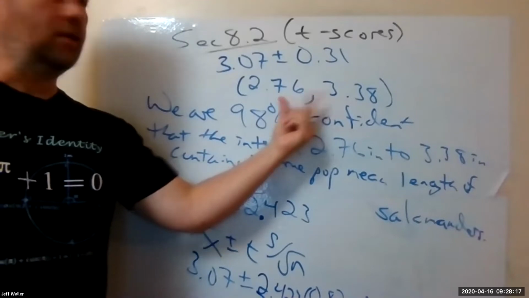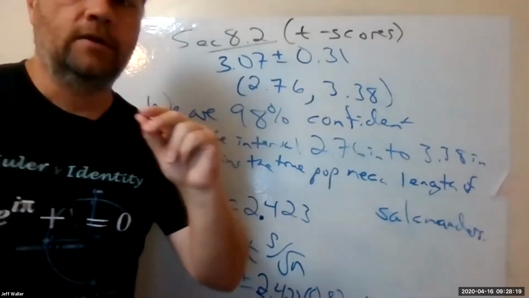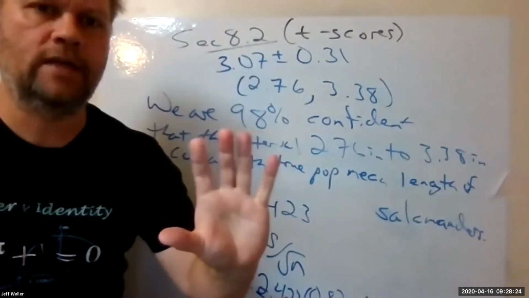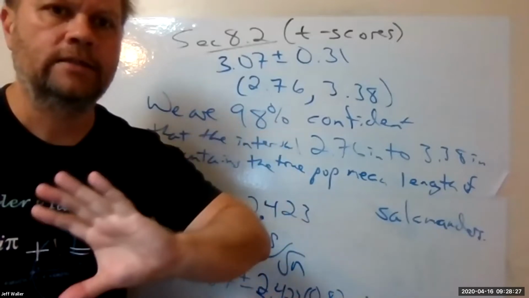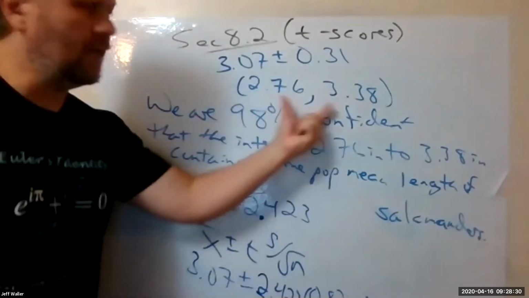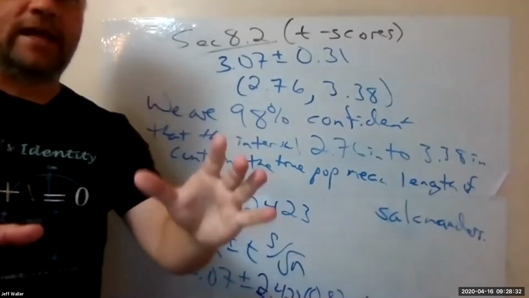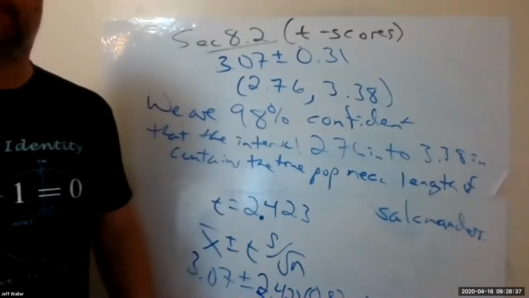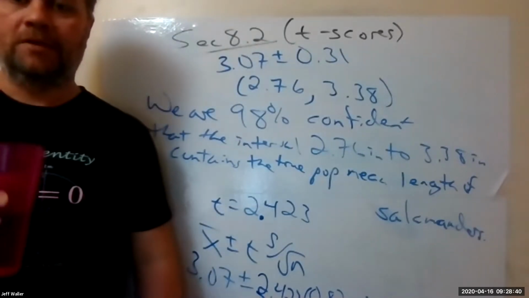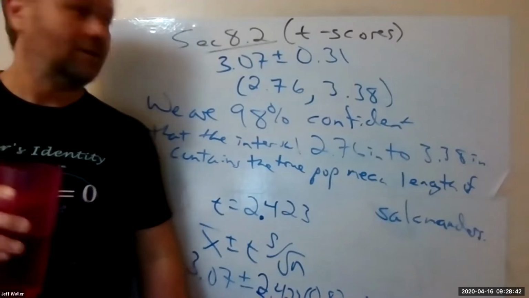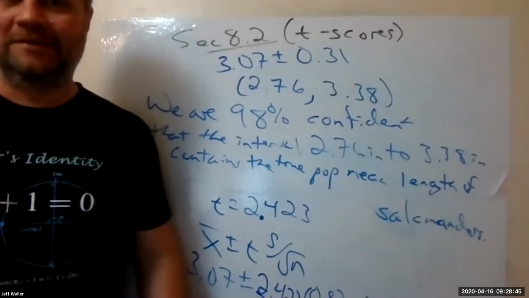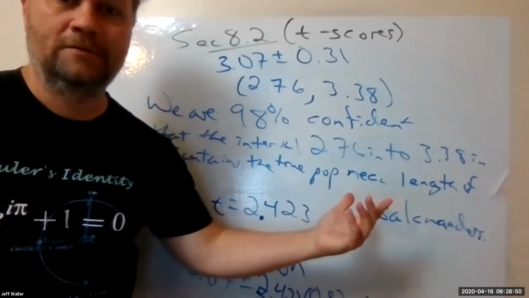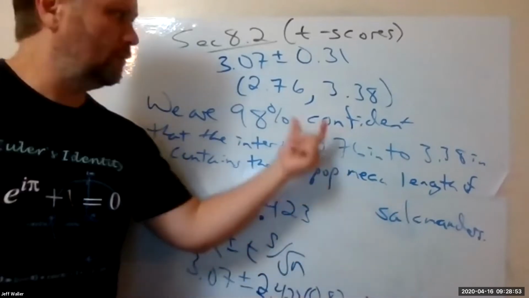right? From what we found, is this evidence that the average length of salamanders on this island is less than 3.5 inches? What do you think? Uh-oh. Those are all wrong statements, right? Isn't the whole interval below 3.5? Yes? So this is evidence.